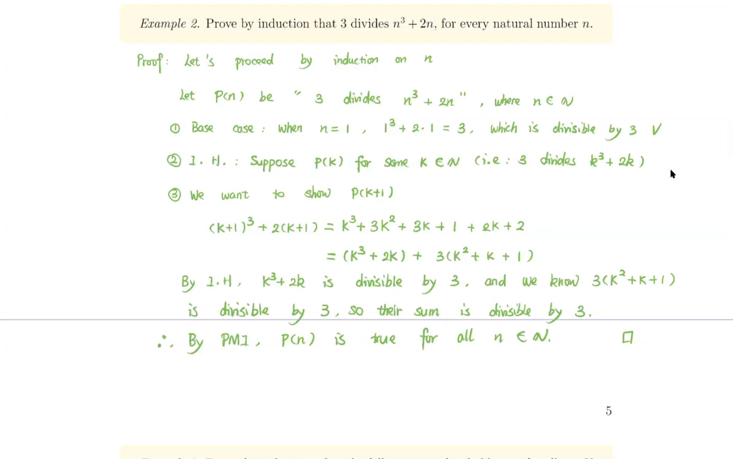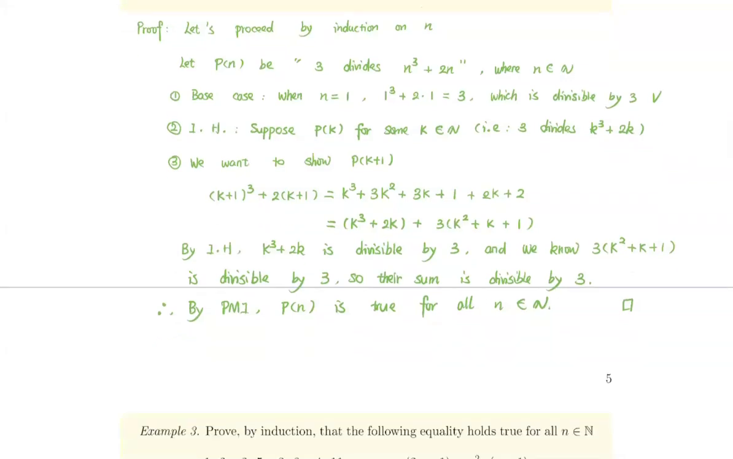Do we have to say 3 times k squared plus k plus 1 is a multiple of 3? It's better that you say this is divisible by 3. Let's be safe, because I don't know who's going to mark the question or what the marking scheme is going to be. Let's all say it's a multiple of 3, or it's divisible by 3.